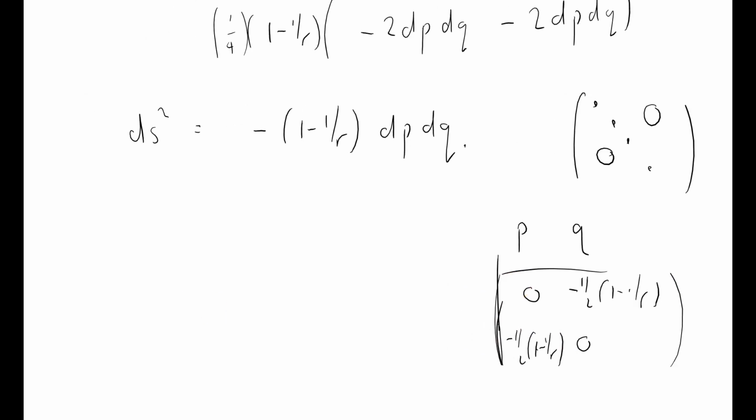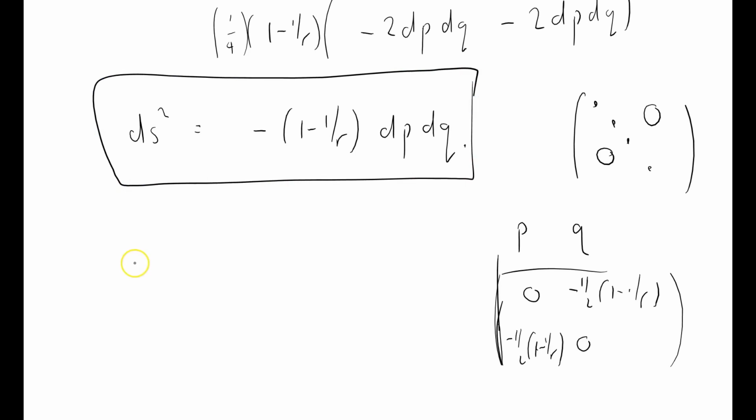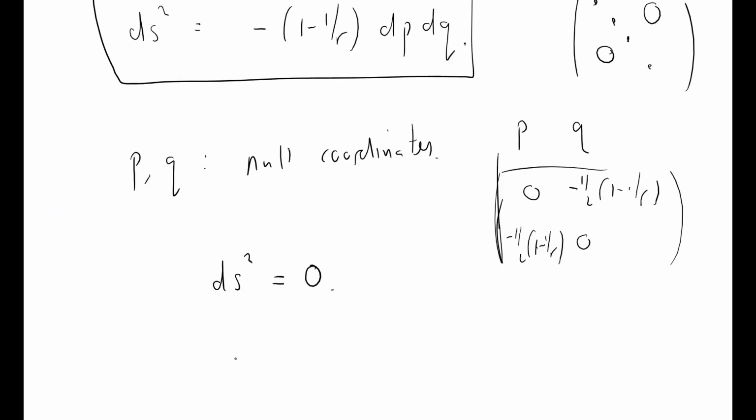But nevertheless, we've got this beautiful line element here, which incidentally shows that P and Q are both null coordinates. Because I know that my light travels along lines where ds squared equals 0, so that tells me that either dp equals 0 or dq equals 0. So these give me my null geodesics, which is quite nice. I'm going to stop there.